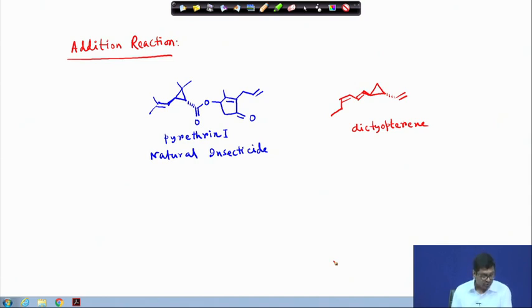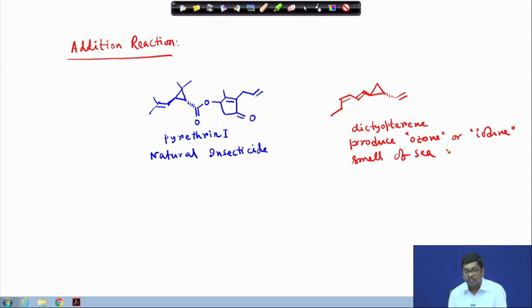Okay. So, this also produces the ozone or iodine smell of the sea. Okay. So, this is a bioactive compound that is produced by the female brown algae to attract the male gametes. Fine. So, if you see these two compounds, they all have a cyclopropane ring.